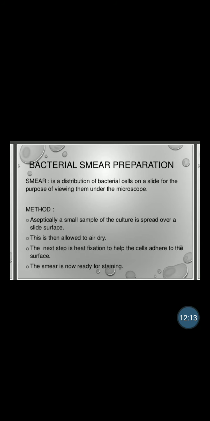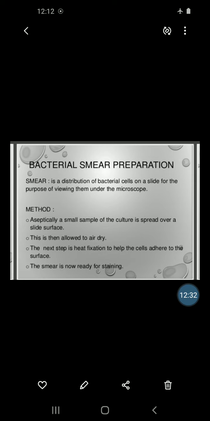How is the smear prepared? A smear is a distribution of bacterial cells on a slide for the purpose of viewing them under the microscope.